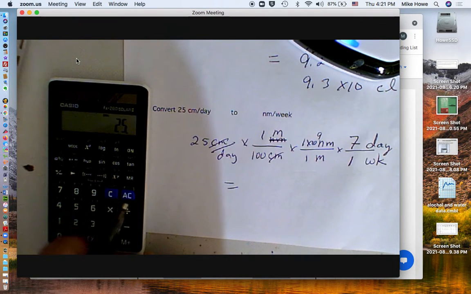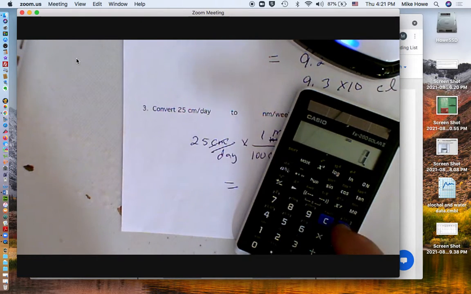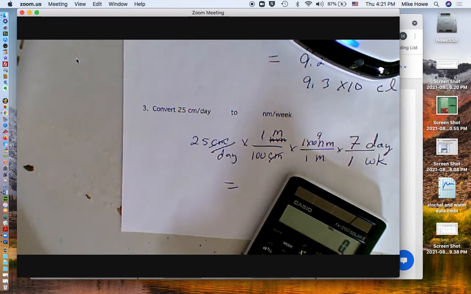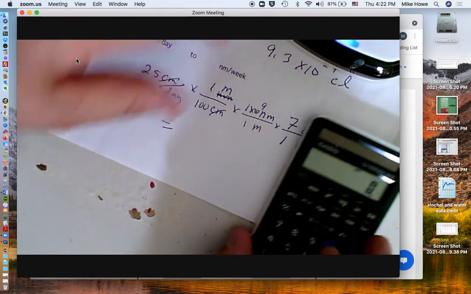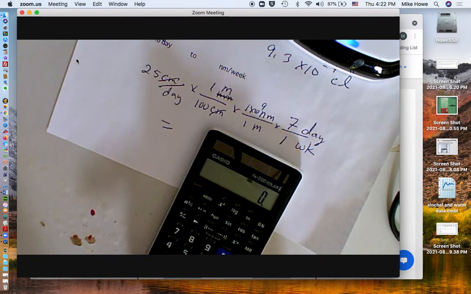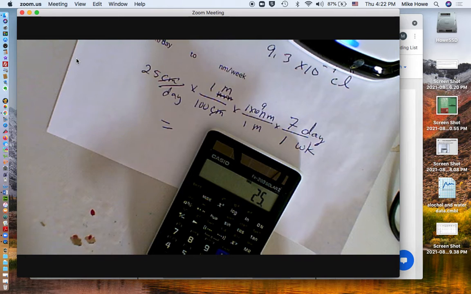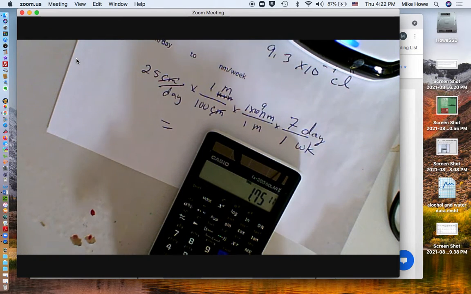25 times a billion. 1. Remember how about the EE key? Let me start that again. So you're going to do, I'd like to get it so you can see my, there we go. So we have 25 times a billion. 1, remember the EE key, EE9, times 7 equals, I'm going to divide that by 100.